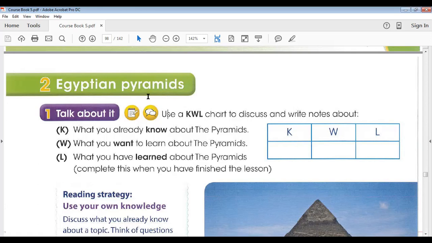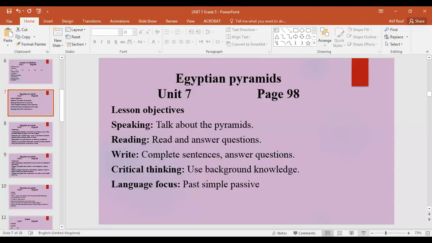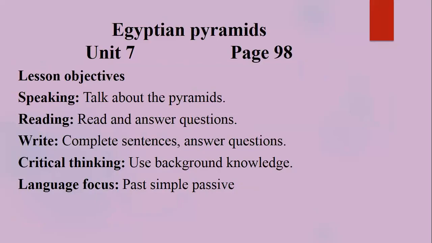Before we started the lesson, I discussed the lesson objectives and also the vocabulary words with the class so the students can understand the lesson better. So, here are the lesson objectives on the screen right now. Speaking activity, talk about the pyramids. Reading activity, read and answer questions. Writing activity, complete sentences, answer questions. Critical thinking, use background knowledge. Language focus, past simple passive tense.